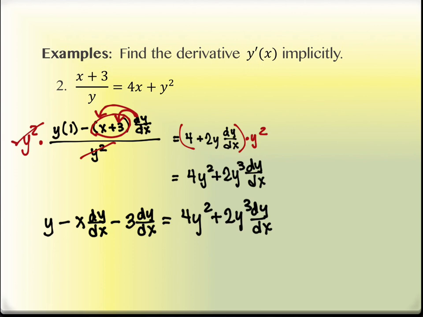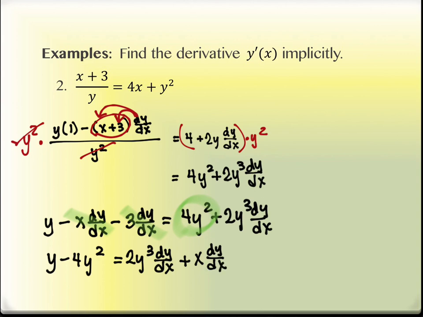I need to collect all the dy dx's on one side and everything else on the other side. Because these are both negative, I'm going to move them over to the right-hand side. And I'm going to move this 4y squared to the left. So there's a y over here already. I'm going to subtract my 4y squared to move it to the left. There's a 2y cubed dy dx on the right. And I'm going to add my x dy dx and my 3 dy dx to the right.